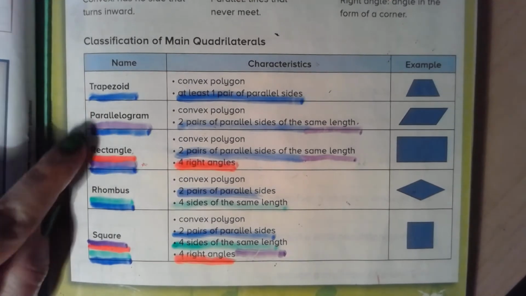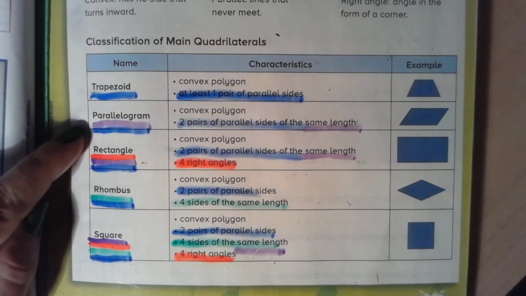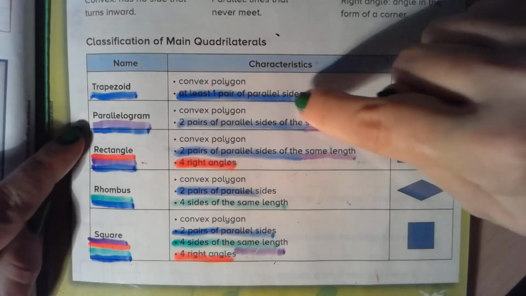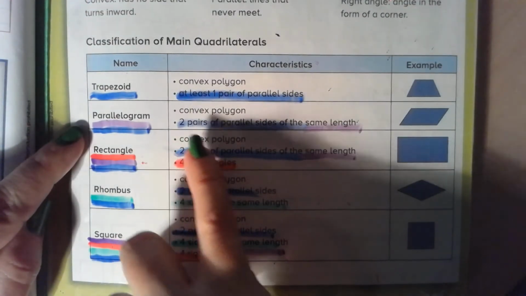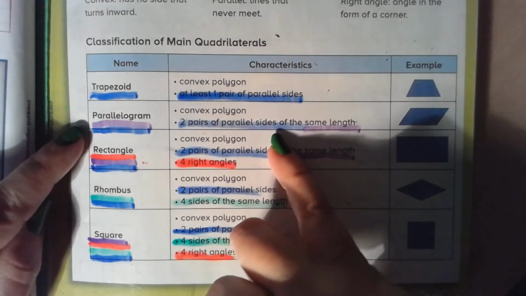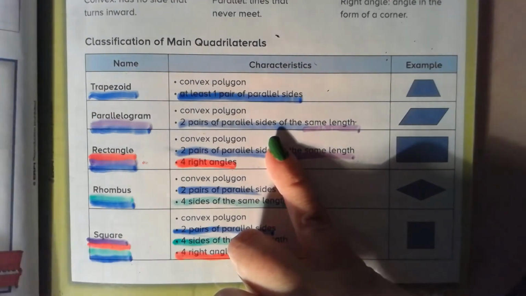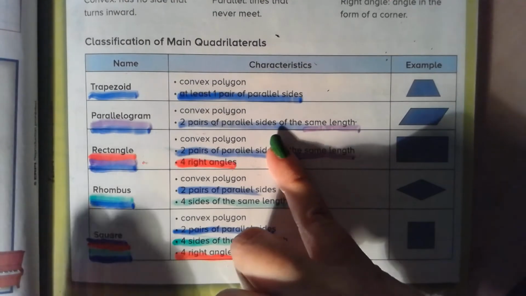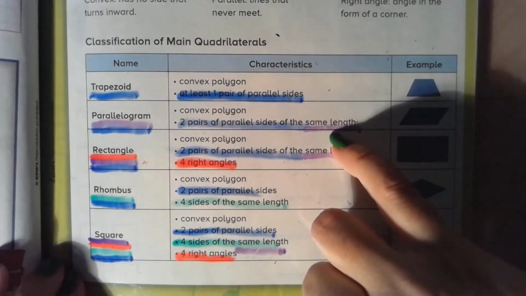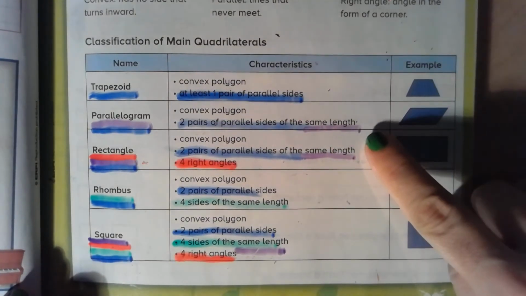How is a trapezoid different than a parallelogram? Well, I made blue the similarities. So the parallelogram needs 2 pairs of parallel sides. We said in a trapezoid it needed at least one. A parallelogram needs 2 sides. And I added a new color this time. They have to be the same length.